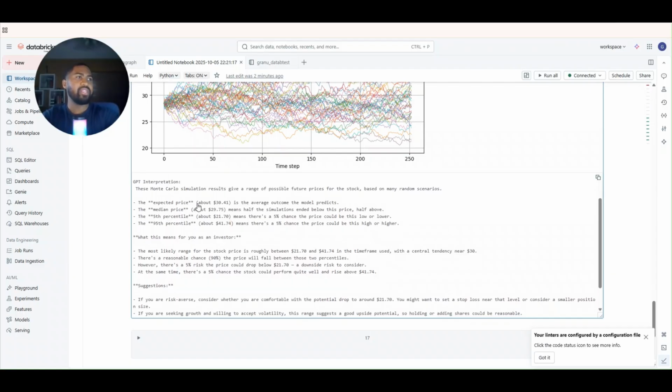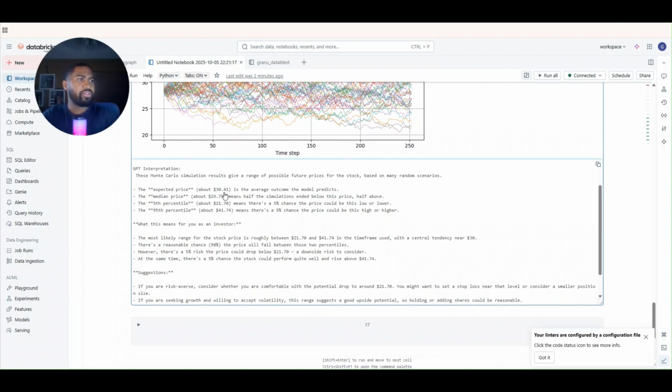These Monte Carlo simulations give a range of possible future prices for the stock based on random scenarios. Expected price, $30.41, the average outcome the model predicts. The median price, 29.75, means half the simulations ended below this price, half above. Fifth percentile means there's a 5% chance it could be this low or lower. 95th percentile, 41.74, means there's a 5% chance it could be this high or higher.